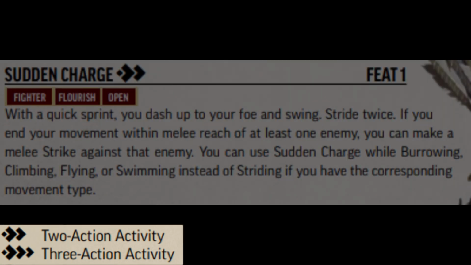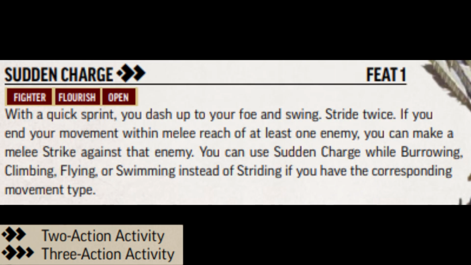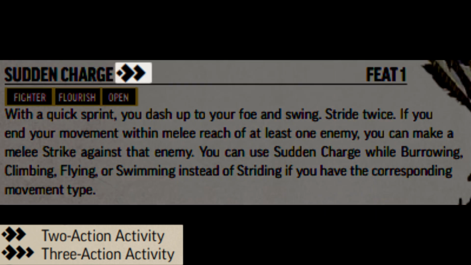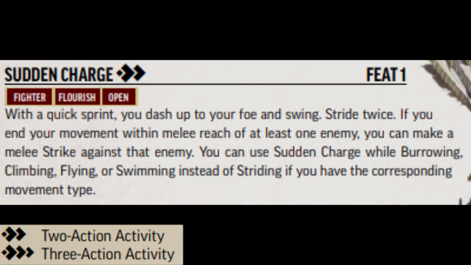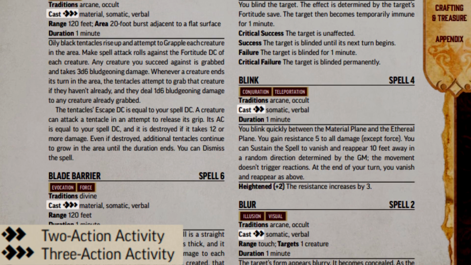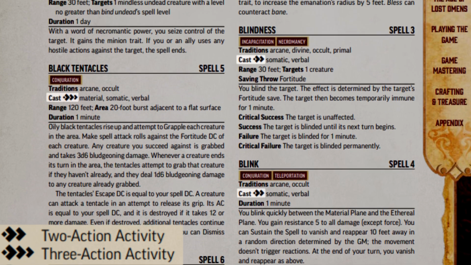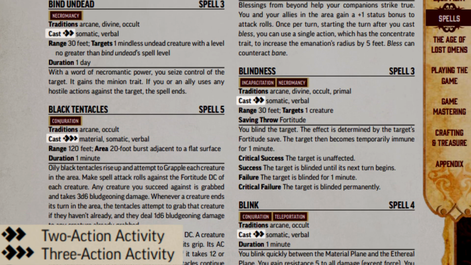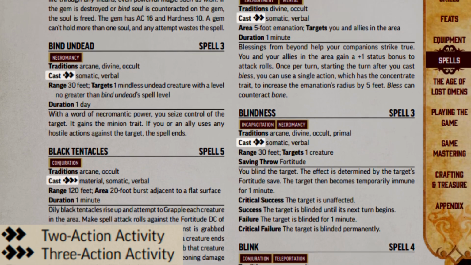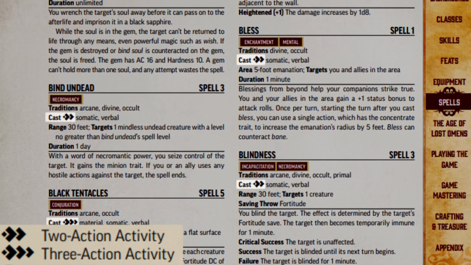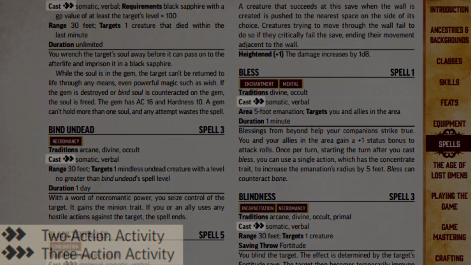The fighter's Sudden Charge feat allows them to effectively stride twice and strike a melee enemy, all in 1 ability. This feat costs 2 actions to complete, but it's cost-effective since all of its effects would cost 3 actions on their own. Many spells, especially stronger ones, cost more than 1 action. This helps represent the time and effort it takes to perform the incantation and cast the spell itself, even if the effect is nearly instantaneous.